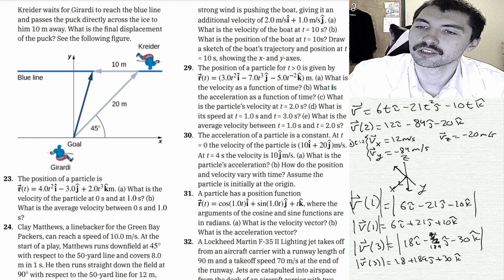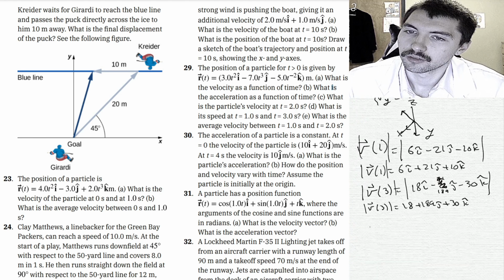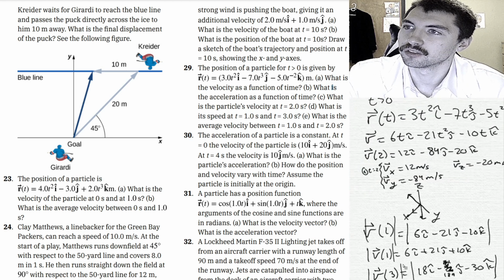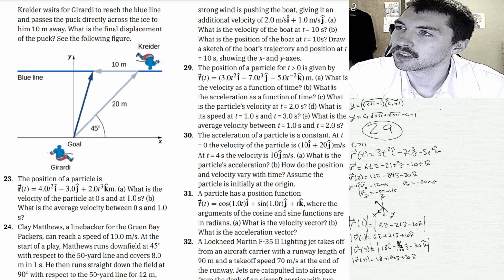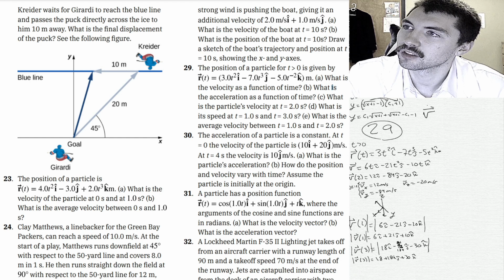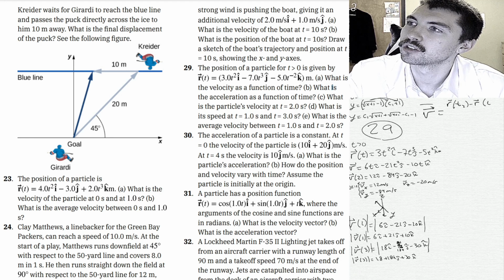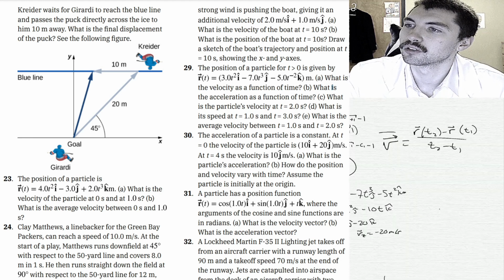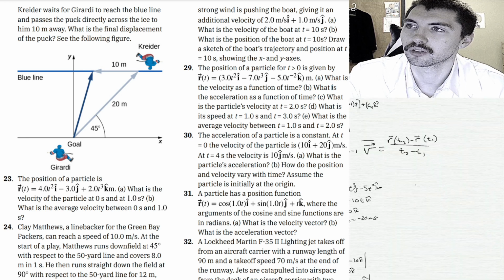And then you want the average velocity. Okay, so the average velocity between 1 and 2. Average velocity is the position function. I remember this because I've made this mistake before. So V average is R at t2 minus R at t1, over t2 minus t1. So they want the average velocity between 2 and 1.